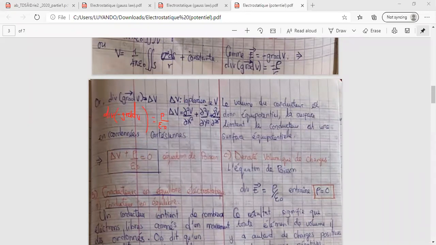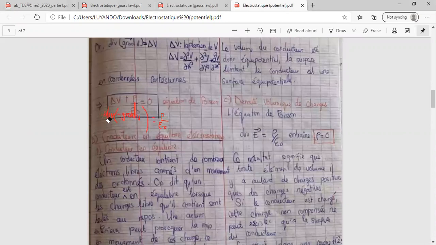And now we're going to talk about conductors. I'm sure we all know what a conductor is. We did this in physics. Conductors in electrostatic equilibrium. So what's a conductor in equilibrium? So we're going to read about conductors in equilibrium.